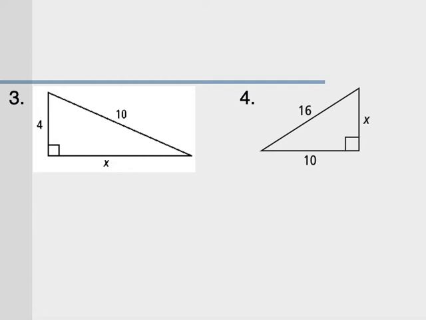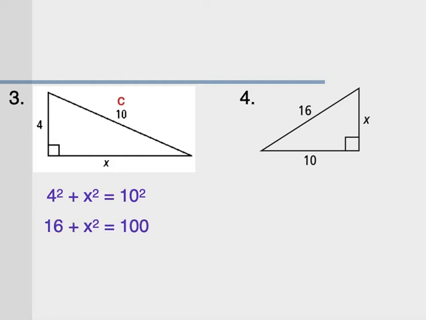Question 3. Which side is your c? If you said 10, well done. That's your hypotenuse side, your longest side. You can see how the right angle points to it. So when you plug things in, this time, x is one of the leg sides. So your equation might look like this.